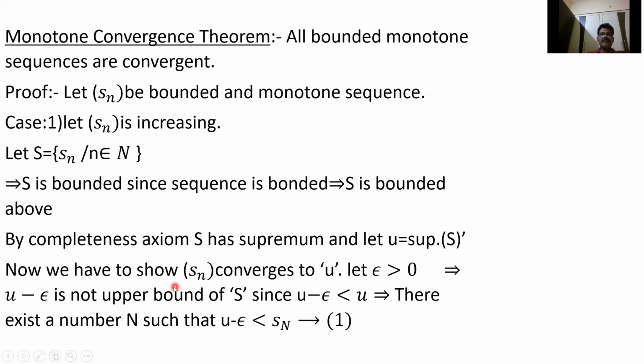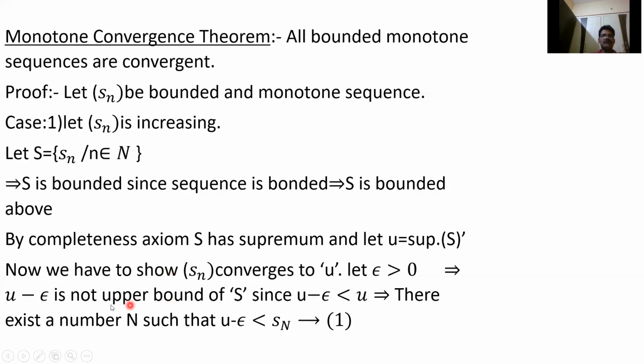Now our claim is that we have to show Sn converges to U. That means we have to show Sn converges to the supremum of the sequence. We know that when you say Sn converges to S, for any epsilon greater than 0, there exists a natural number N such that mod Sn minus S is less than epsilon for all n greater than N. So now let epsilon be greater than 0.